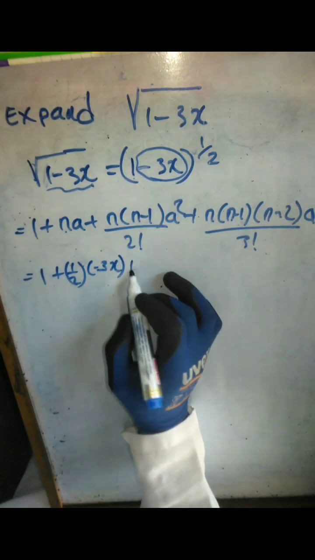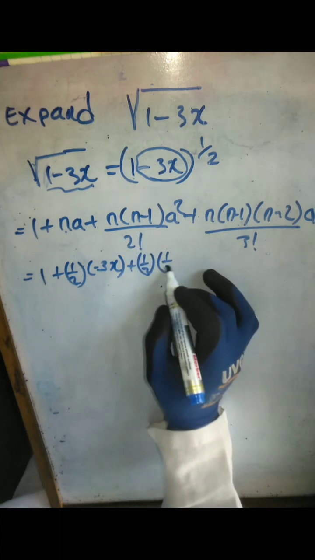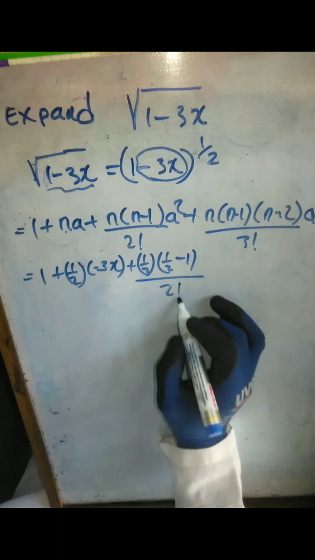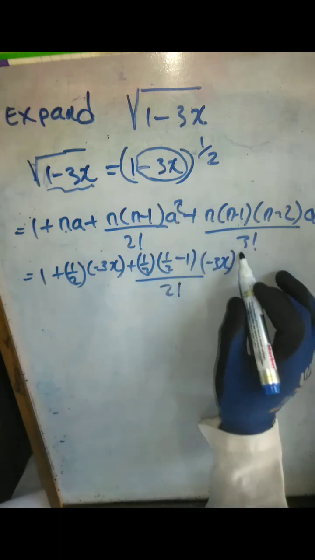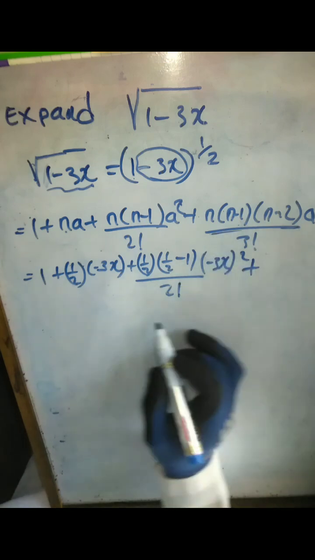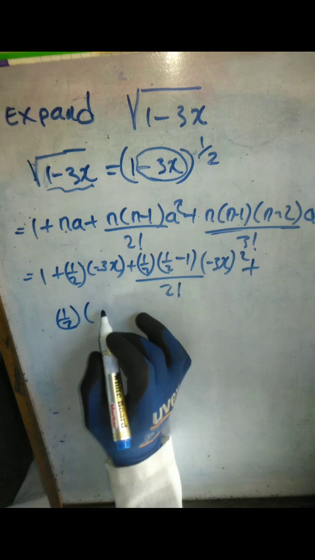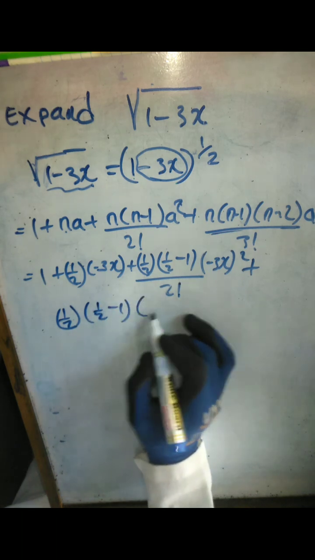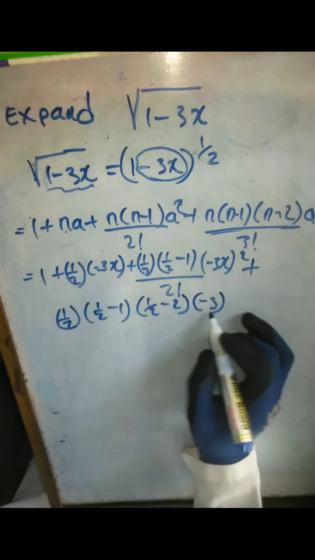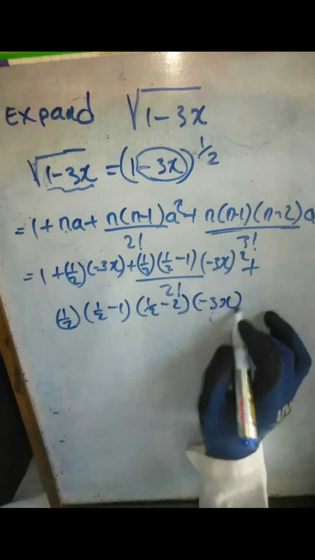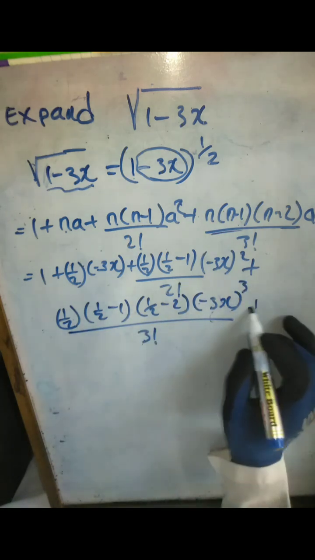3x. Then plus our n, which is 1 over 2, then open bracket 1 over 2 minus 1, everything divided by 2 factorial, then negative 3x, and everything must be squared, plus we come to the other one, which would now be n is 1 over 2, again 1 over 2 minus 1, again 1 over 2 minus 2, then our a is negative 3x, negative 3x to the power 3, then everything divided by 3 factorial plus dash dash.